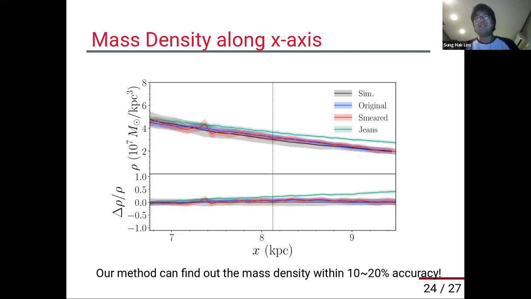So this is our result. Again, the black lines are the simulation truths, and the red line is our estimation result. As you can see, if you compare the black and the red, they agree quite well within 10% or 20% accuracy. This plot is the X versus mass density plot, and you can see the mass density decreasing slightly as you go away from the galactic center.